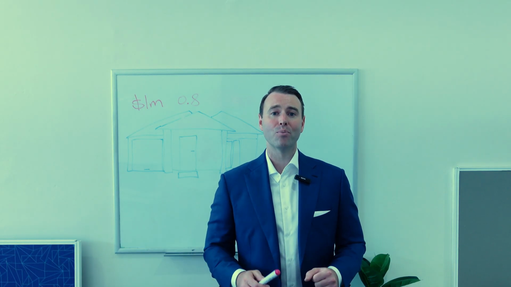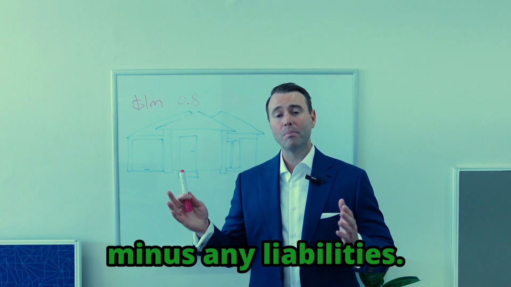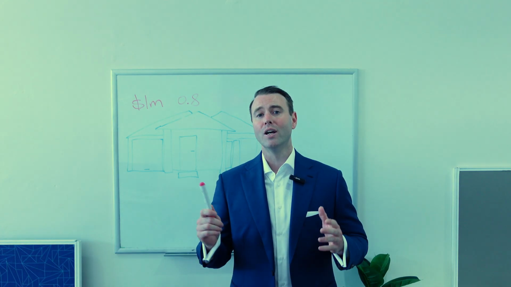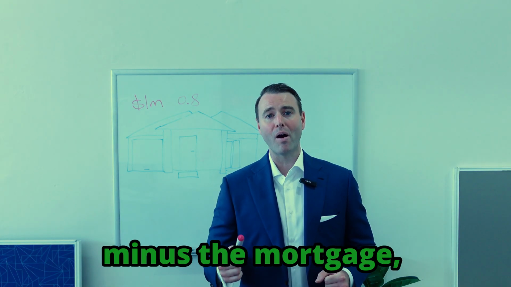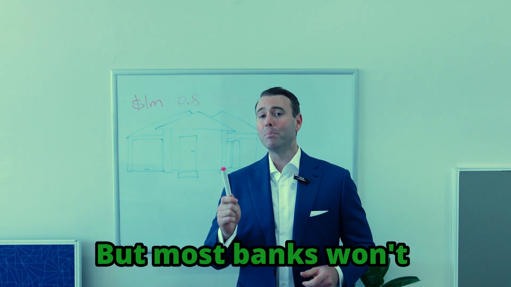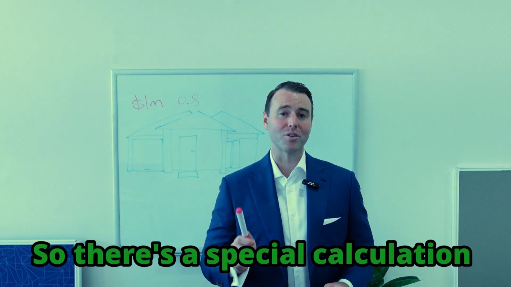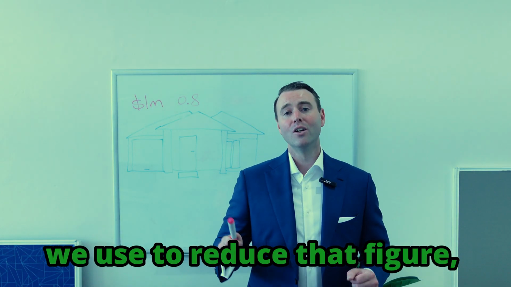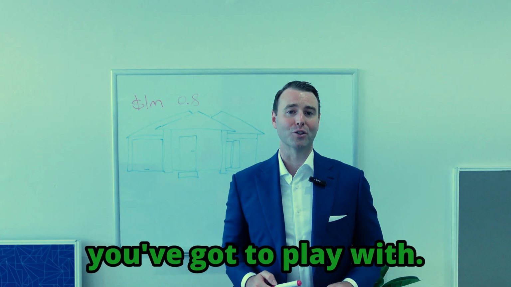Well, it's basically the asset that you own minus any liabilities. So for example, the house that you live in minus the mortgage, that's your equity. But most banks won't let you use that amount. So there's a special calculation we use to reduce that figure, and that's what you've got to play with.